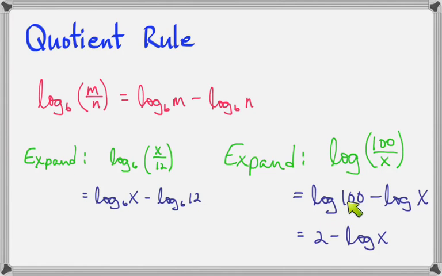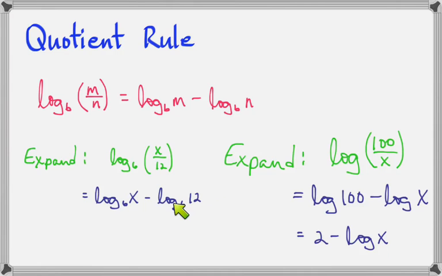So I've got log of 100 minus, because this comes from the bottom, log of x. Now it just so happens that log of 100, since this is base 10, 10 to the second power is 100, so the log of 100 is 2, and we end up with 2 minus log of x.